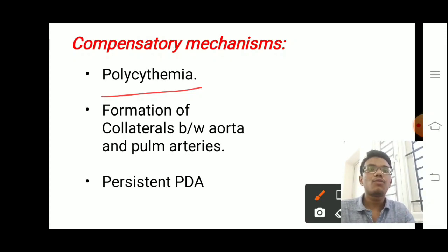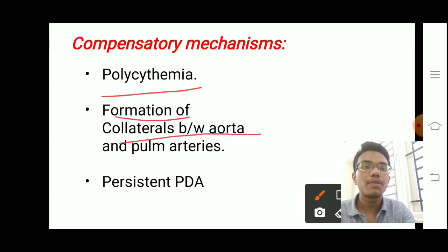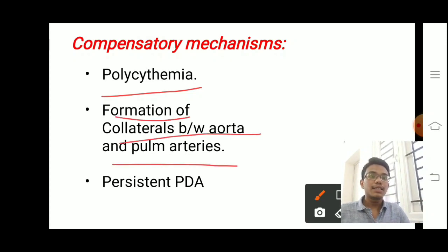Okay, and the second one is formation of collaterals between aorta and pulmonary arteries. So this is actually the real compensatory mechanism. If collaterals between the aorta and the pulmonary arteries develop, then the deoxygenated blood which is reaching the aorta will get diverted to the pulmonary arteries. And if that blood gets diverted to the pulmonary arteries, it can get oxygenated and the patient may get relieved of his or her symptoms. So this is a real compensatory mechanism.